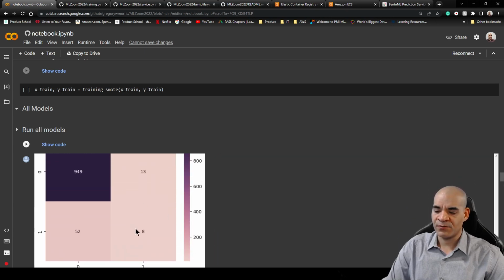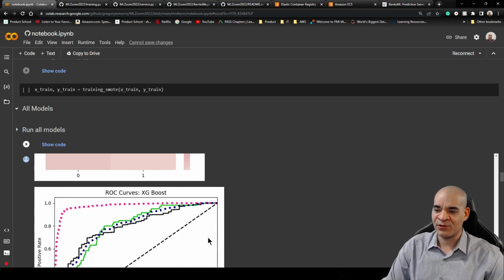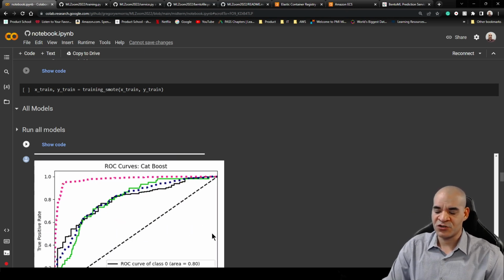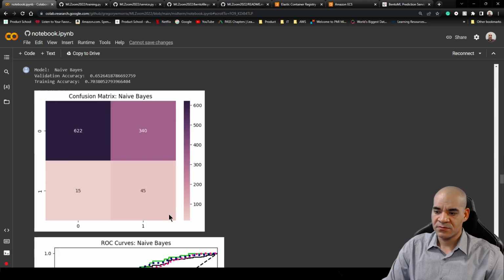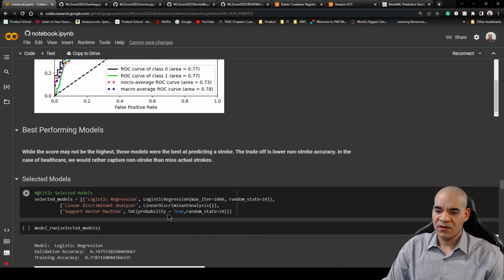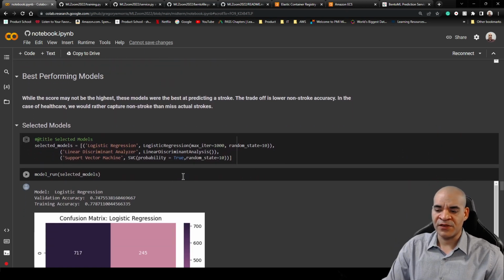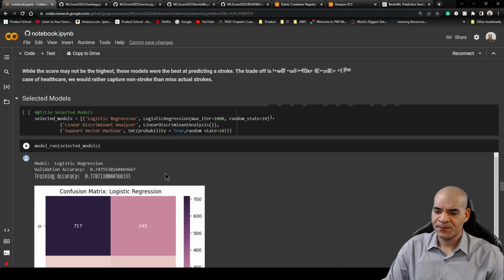XGBoost, again, disappointed. I really expected better from XGBoost. Everybody loves it, but it struggled with this. So I grabbed some of my best performing ones, just for a little honesty here, to see if I could tweak any of the features to make them a little bit better.